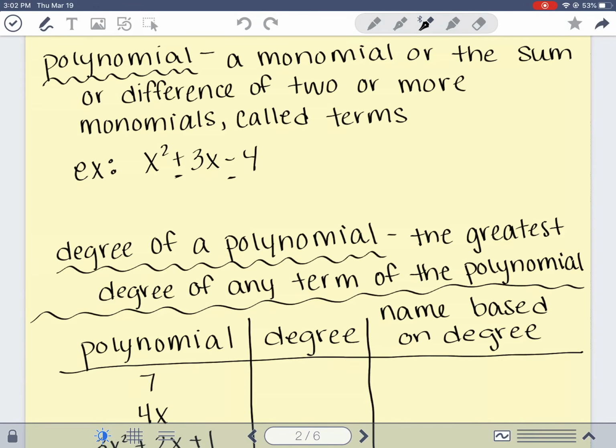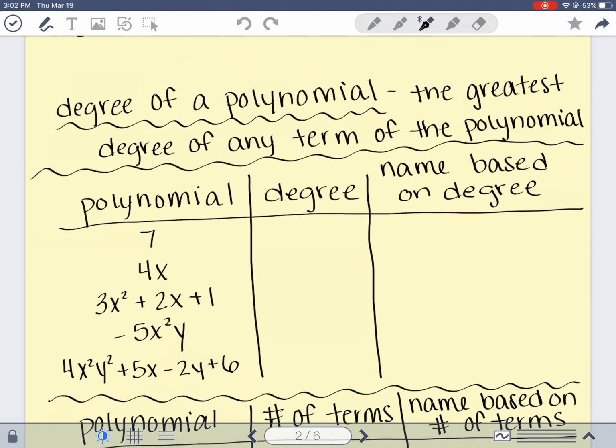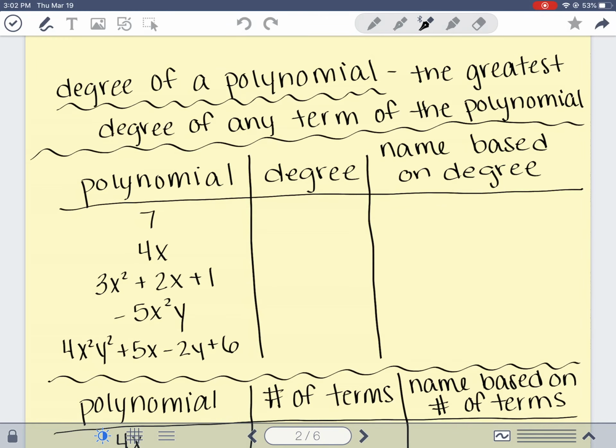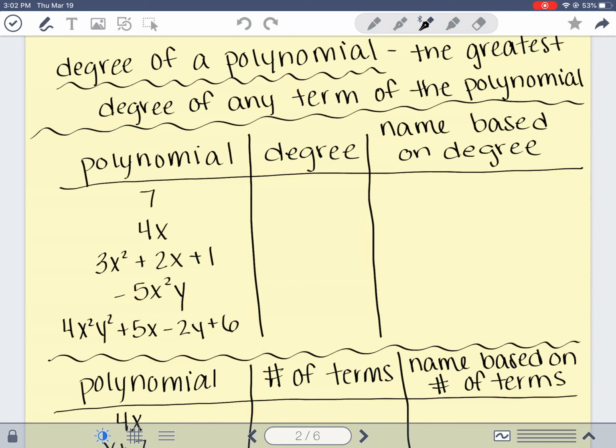So a polynomial has at least 1 term, so I could say 3x squared. That's a polynomial still. I could say 5x to the 7th power minus 3x squared. All of those are each separately polynomials. So when we are looking at the degree of a polynomial, we are looking at the greatest degree of any term. So for instance, in this first one, we've got 7.